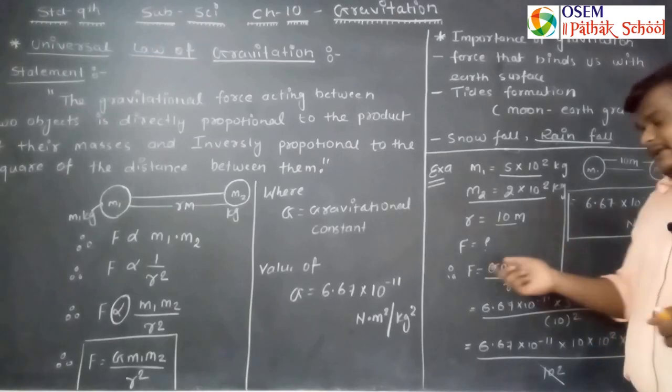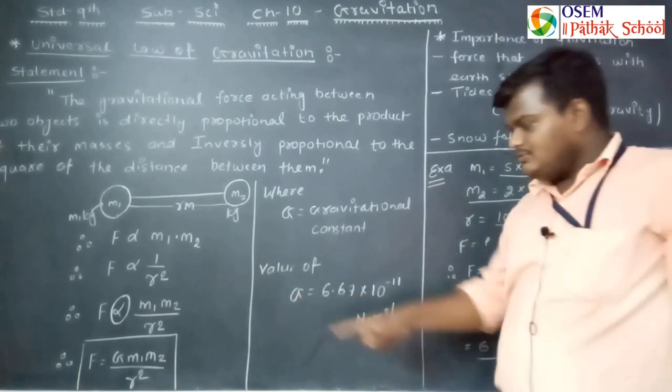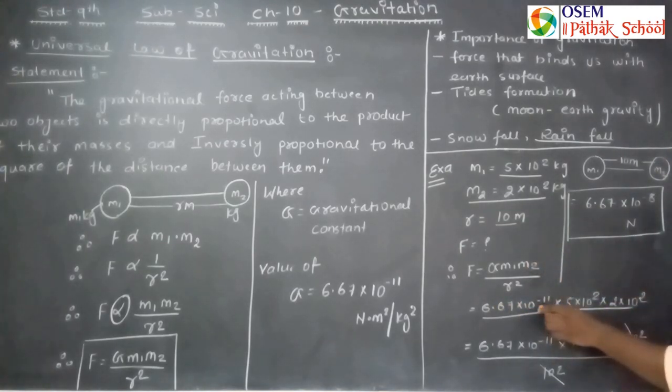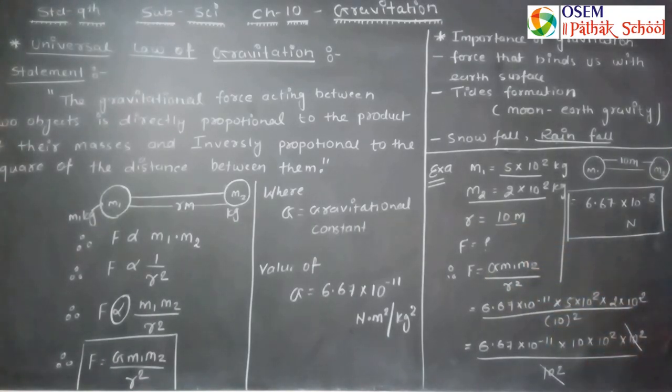So I am applying the formula here, and we know that F is equals to G m1 m2 divided by r square. So I am putting our values here: 6.67 into 10 raised to minus 11. So this is the value of G. Here m1 means 5 into 10 raised to 2 kg, m2 is 2 into 10 raised to 2 kg, divided by distance square. So what is distance? Distance is 10 square.